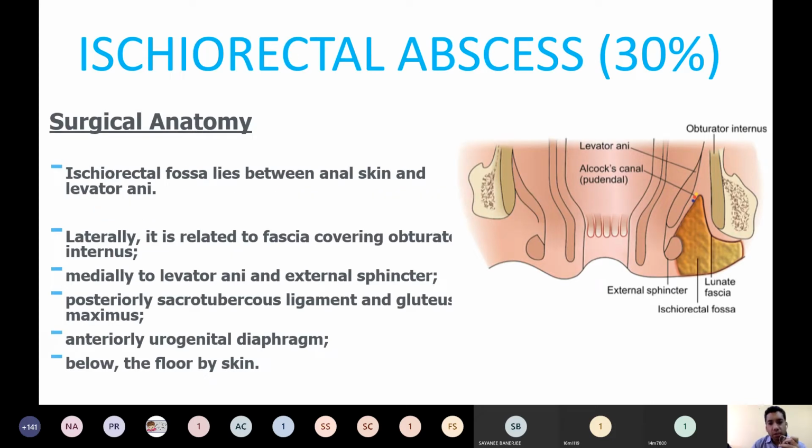So next come to rectal abscess. Again, rectal abscess, I told you, is because of the lateral extension of the abscess. So it has to traverse through the external sphincter and enter into the rectal fossa. Rectal fossa, again the boundaries are: laterally it is obturator internus, and then we have levator ani and external sphincter medially. Then we have sacrotuberous ligament and gluteus maximus posteriorly, and below we have skin.